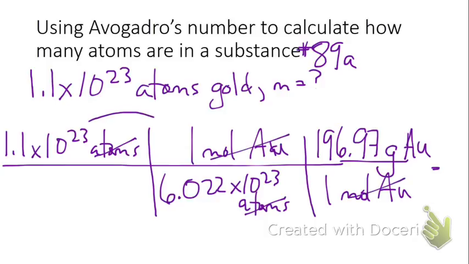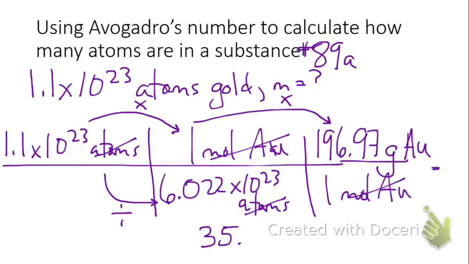Remember, numbers that sit next to each other, we multiply. Numbers that are under each other, we divide. So, when we solve it all out, we end up with 35.98 grams of gold. I would recommend finding some other problems in the back of Chapter 3 that are very similar to these, just so that you can get a little bit more practice.